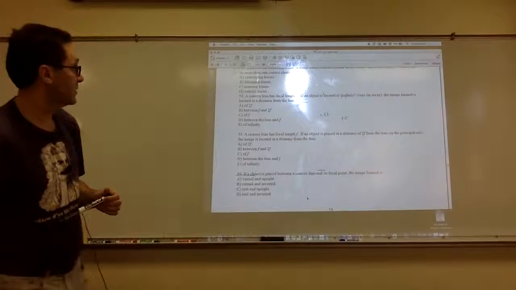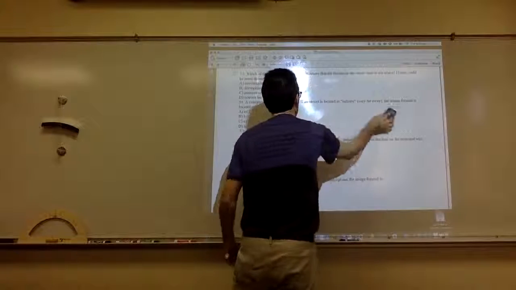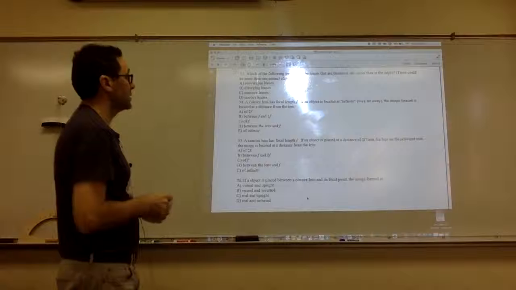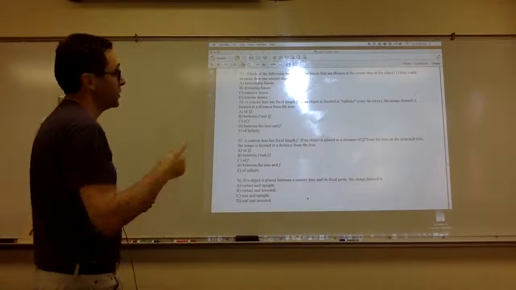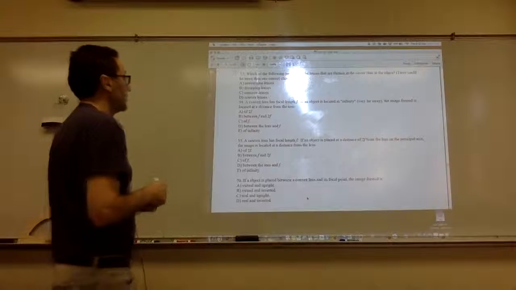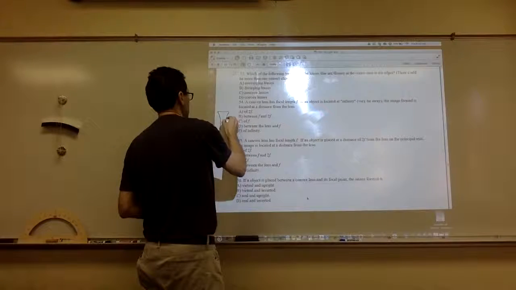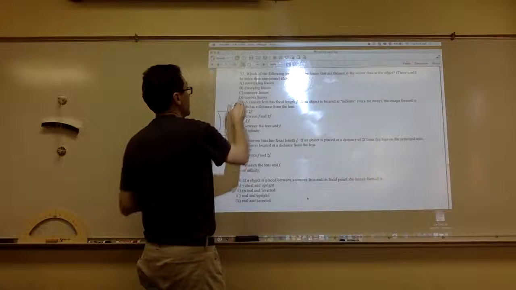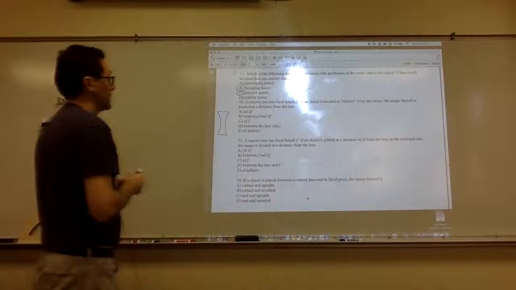All right, let's look at 53. Which of the following terms describe lenses that are thinner at the center than at the edges? I talked about this in the first part of the video. They are kind of like this. These are concave lenses, and they are diverging. So diverging, concave.